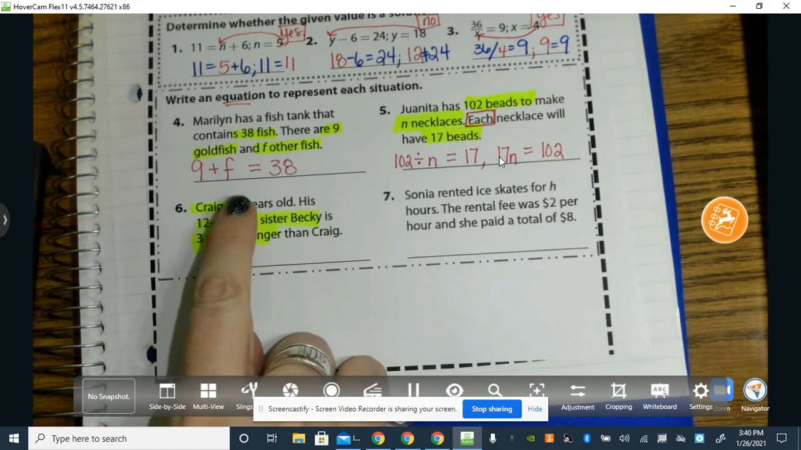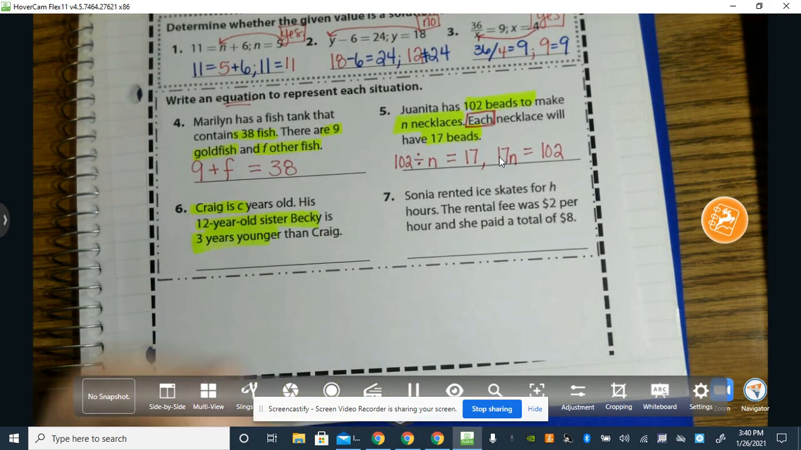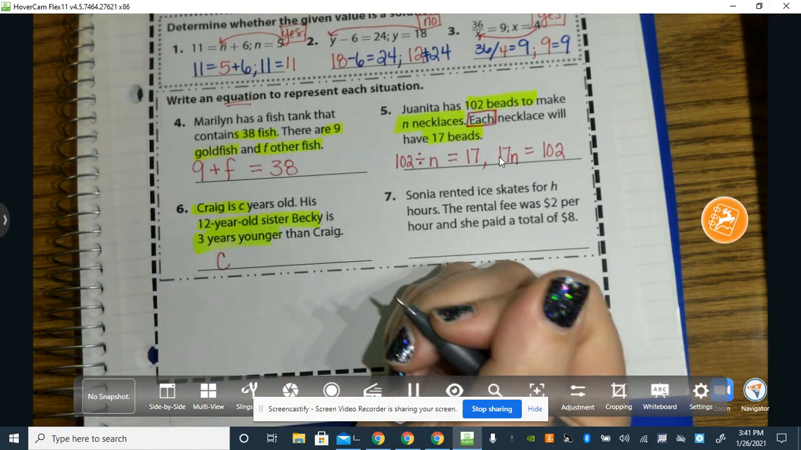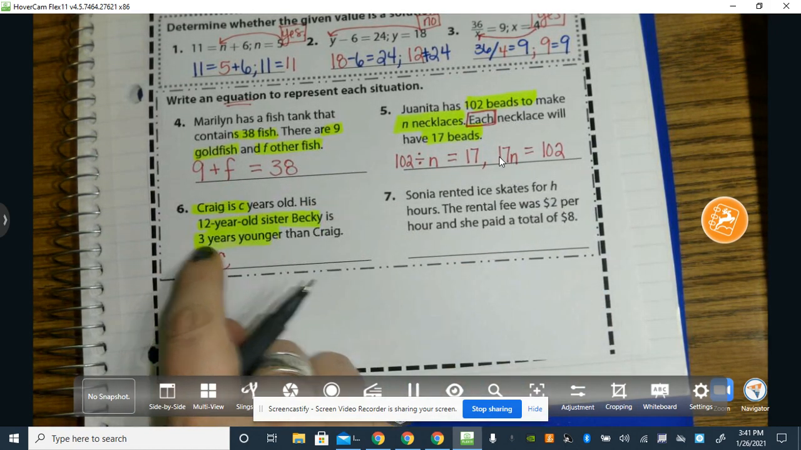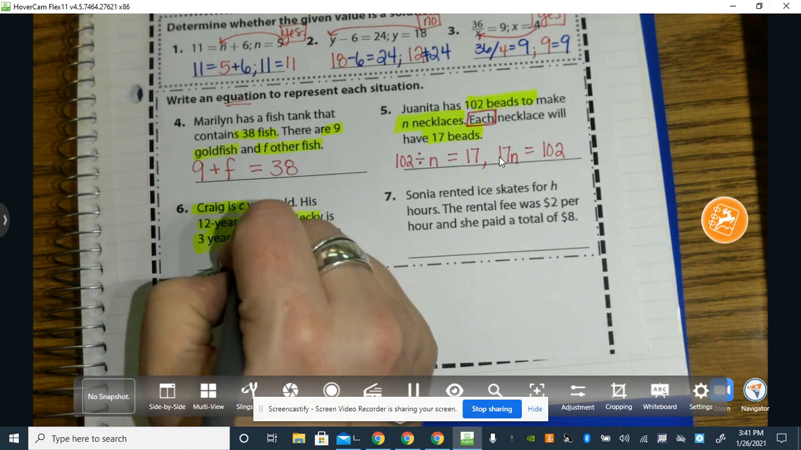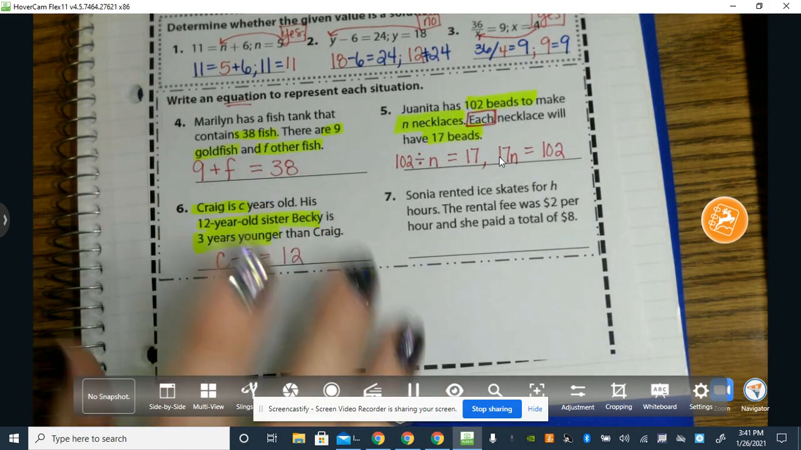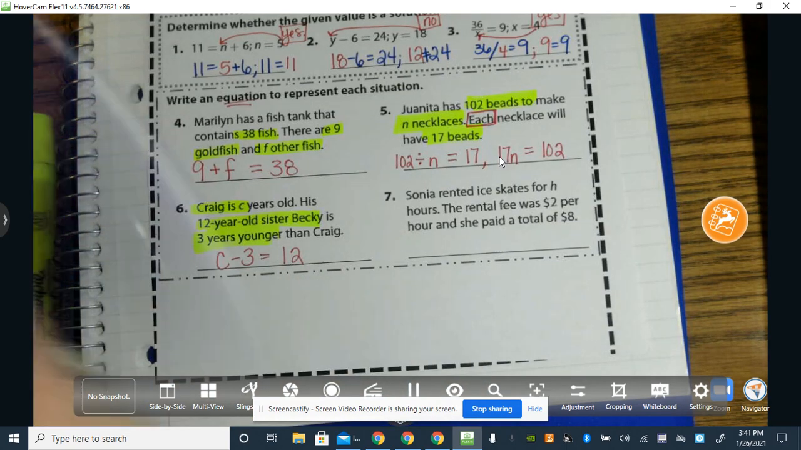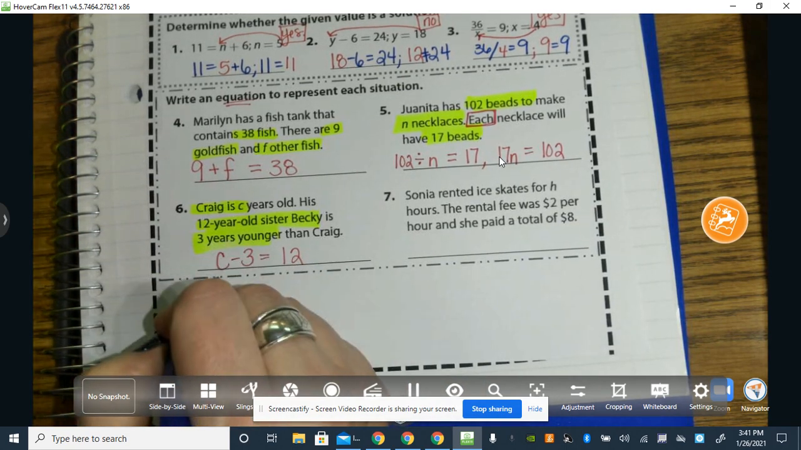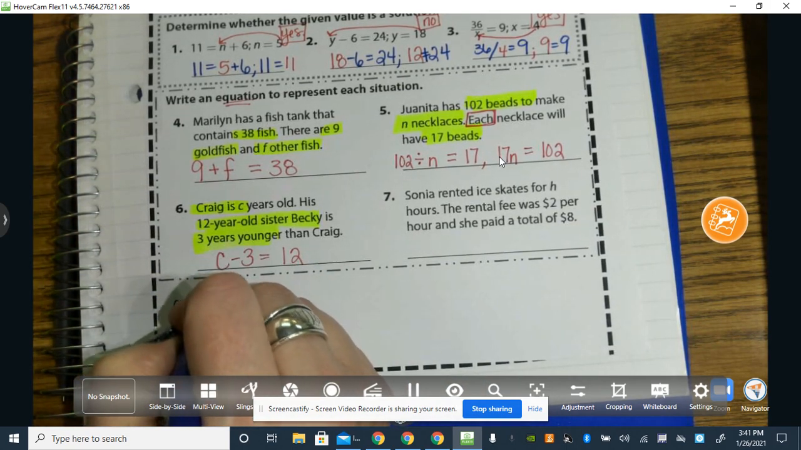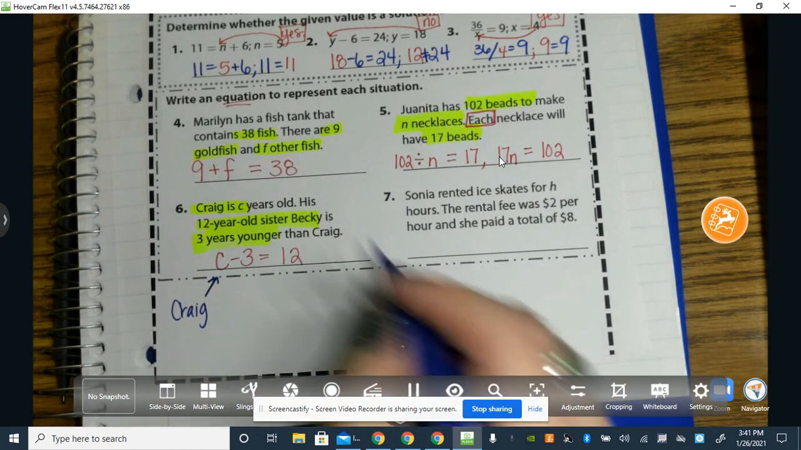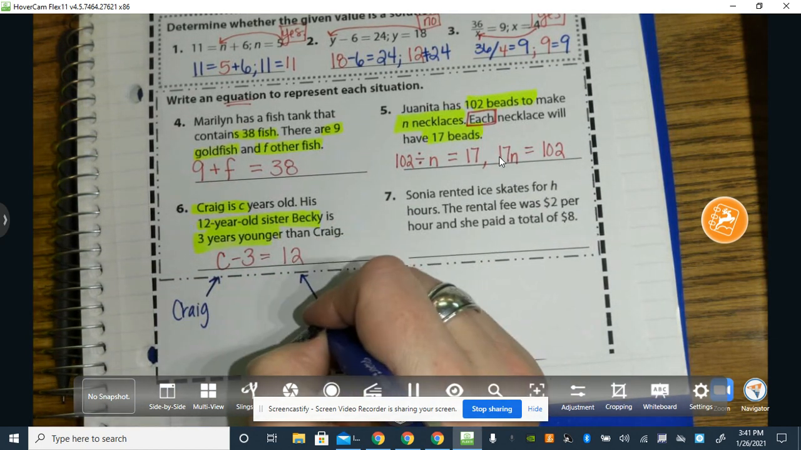Okay, so we need to do something to C. So we start off with C, Craig. What did we do? Well, it's 3 years younger, so we're going to subtract 3 from Craig's age, and we get 12. So if we look at this, each part represents something. This C represents Craig's age. All right, this 12 represents Becky's age.